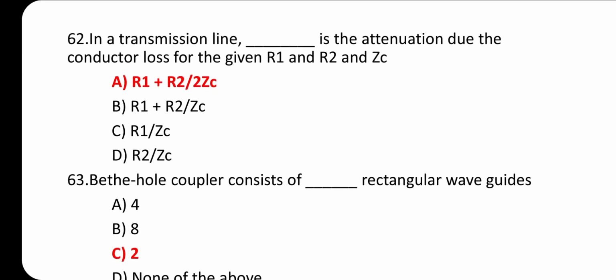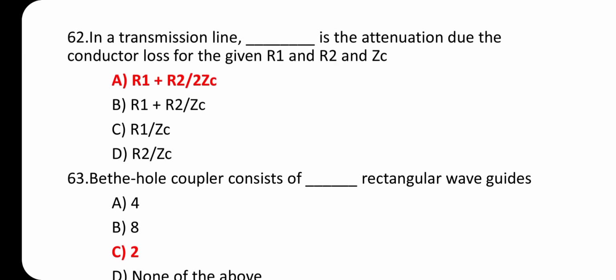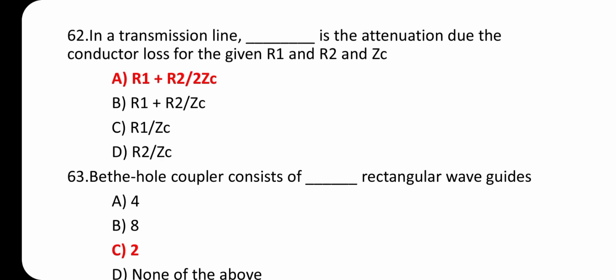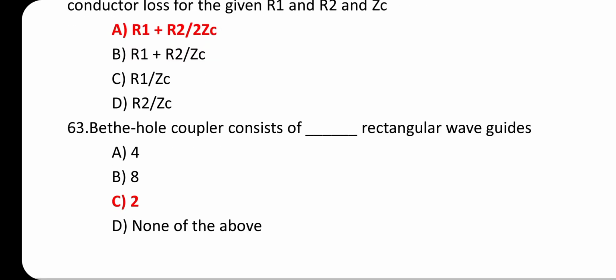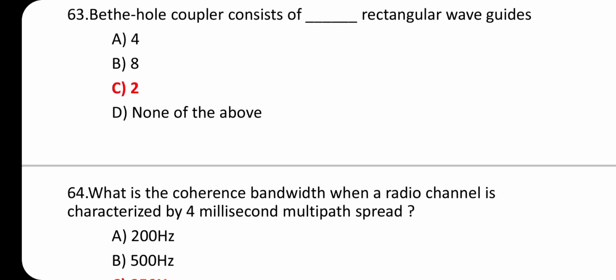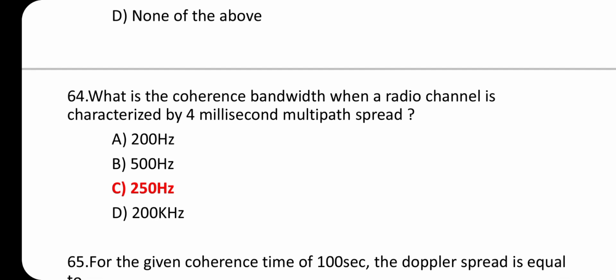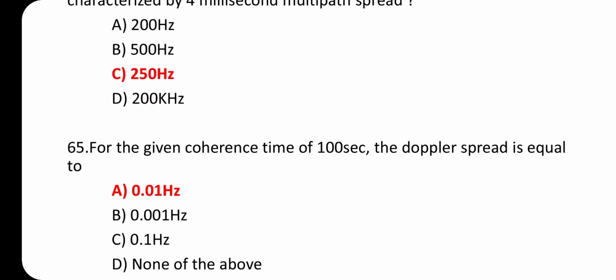In a transmission line, dash is the attenuation due to conductor loss for given R1 and R2 and ZC. Option A, R1 plus R2 divided by 2 ZC. Bethe hole coupler consists of dash rectangular waveguides. Option C, 2. What is the coherence bandwidth when a radio signal is characterized by 4 millisecond multipath spread? Option C, 250 Hz.